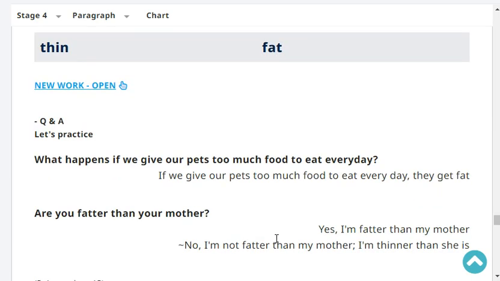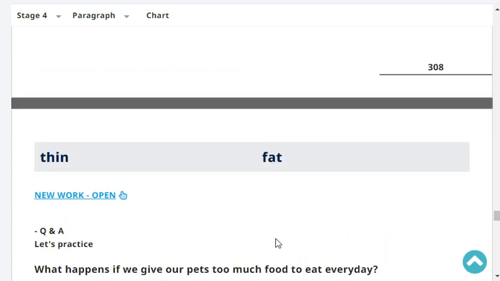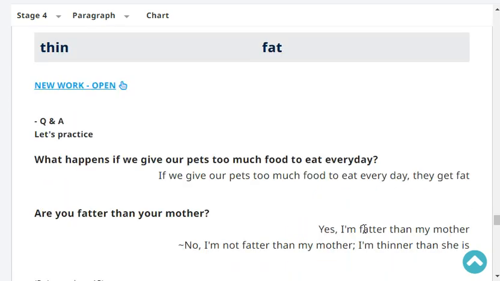Okay, what happens if we give our pets too much food to eat every day? If we give our pets too much food to eat every day, they get fat. Are you fatter than your mother? No, I'm not fatter than my mother. I'm thinner than my mother.